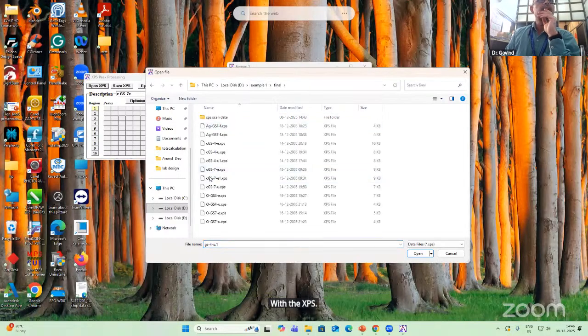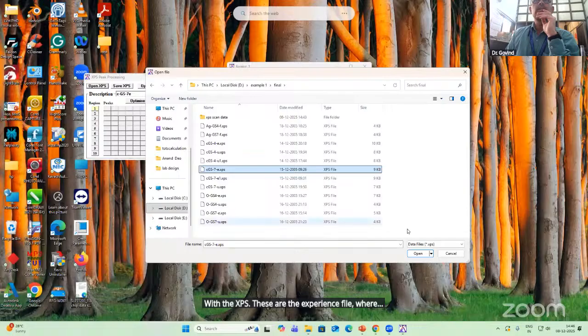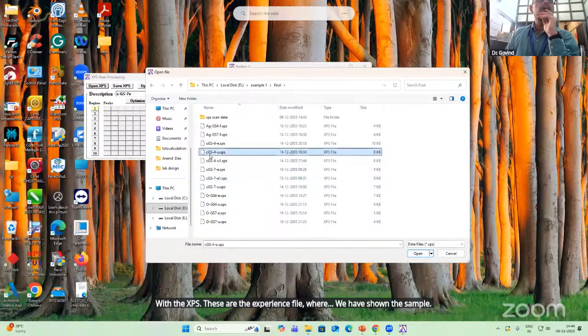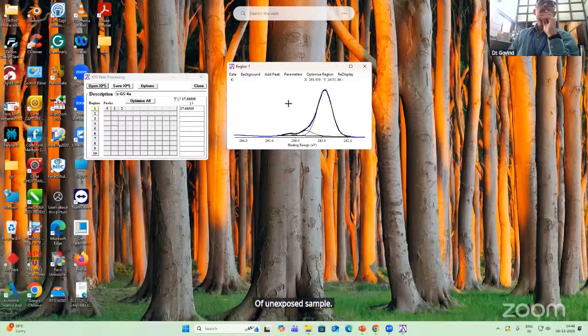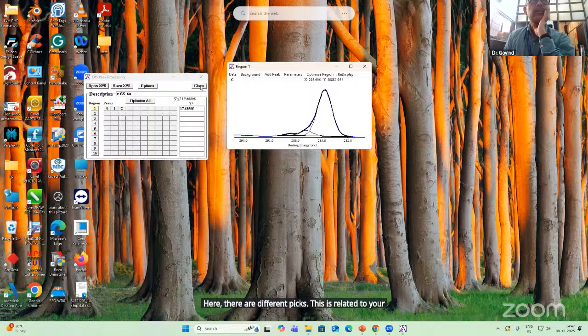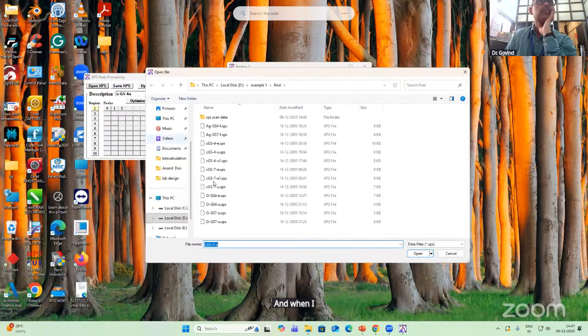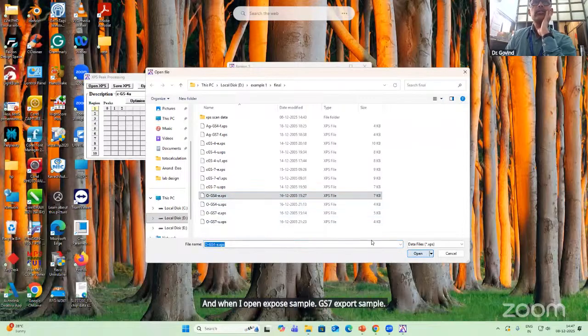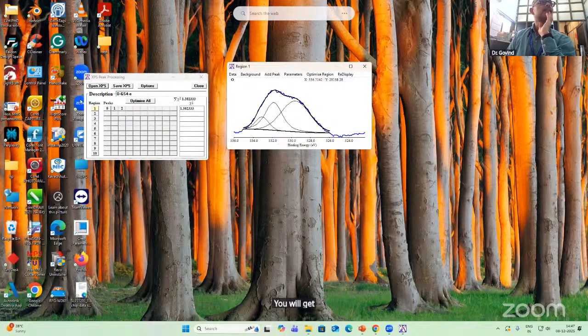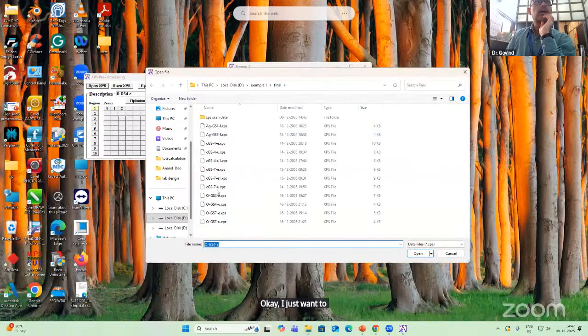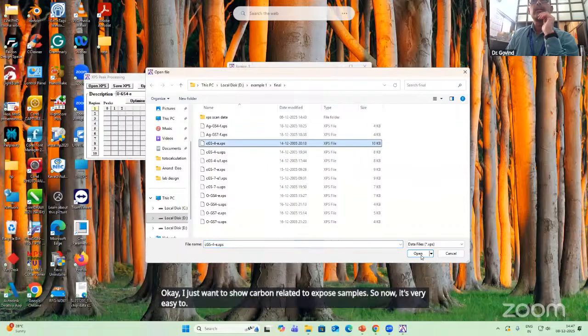These are the XPS files where we have shown the unexposed sample. Now look here. Here there are different peaks related to your unexposed sample. And when I open the exposed sample, GS7 exposed sample, you will get a peak difference. This is related to oxygen. I just want to show carbon related to the exposed sample. So now it's very easy to compare.